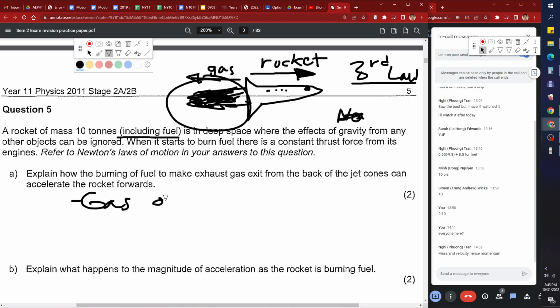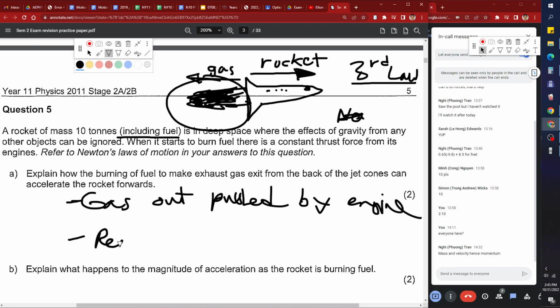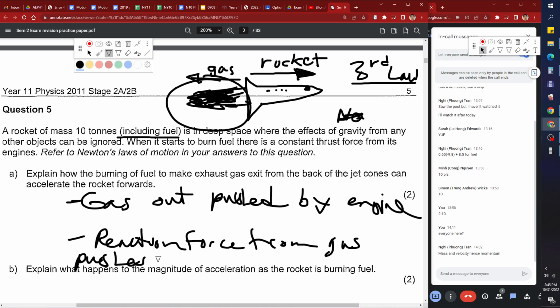Gas out pushed by engine, reaction force from gas pushes rocket forward because the engine is connected to the rocket. Oops, forward.